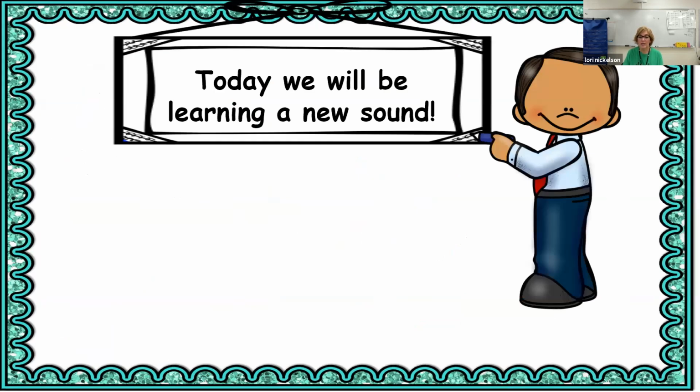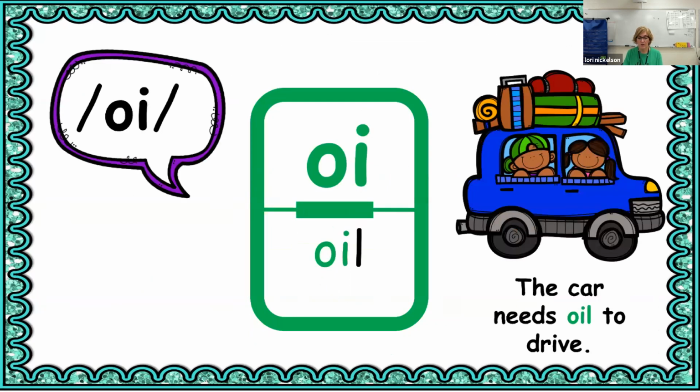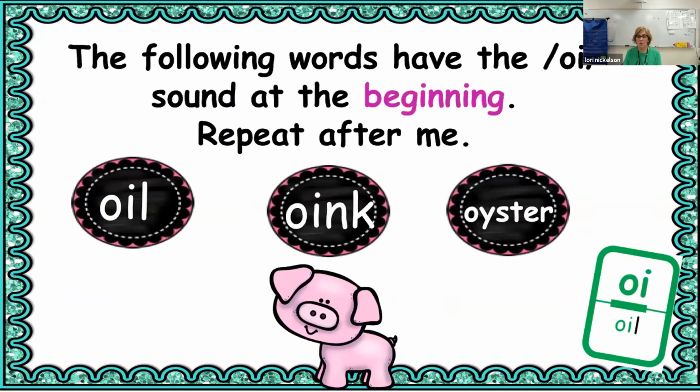So we're going to be learning a new sound today, the oi sound, as in oil. Oil, as in oil, the car needs oil to drive. The following words have the oi sound at the beginning, so repeat them after me. Oil, oink, oyster. Notice oyster is spelled with a Y and not an I. That Y sounds like an I.